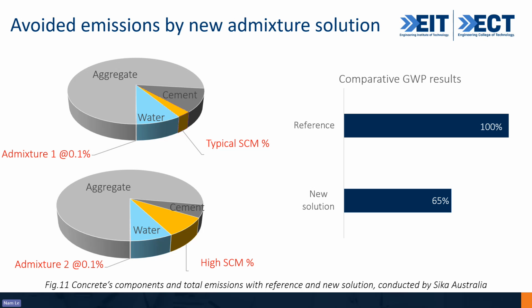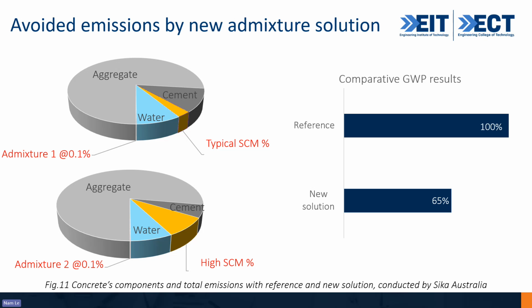And then for the next solution, we have admixture number 2, with very similar doses, very similar amount, and we can use higher SCM, up to around 60 or 70% of the slag or fly ash to replace the cement. And then everything else will be the same. With this change, admixture number 2 will help us to use a higher SCM percentage.